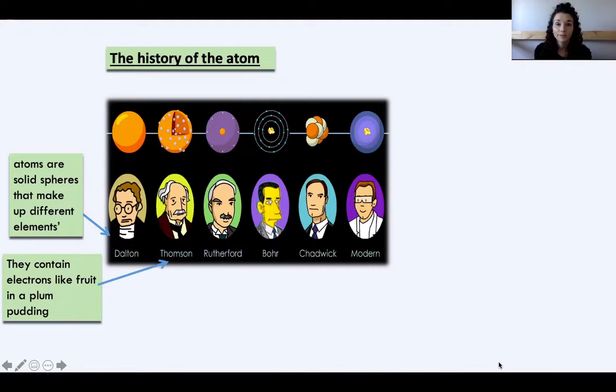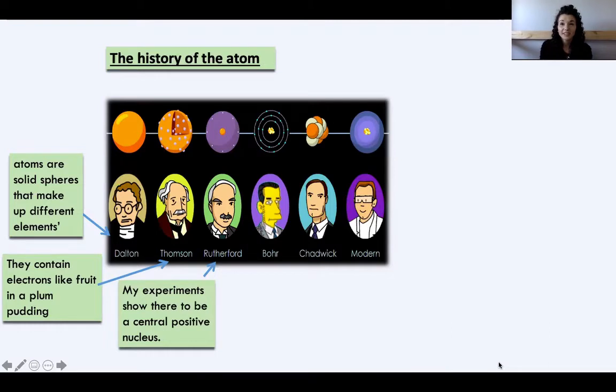Then Thomson started looking at the atom, and he thought that they contained electrons dotted in amongst the atom, like the fruit in a plum pudding. Now, plum pudding is a pudding from years ago, so we don't really have plum pudding anymore, but I like to think of it as the fruit in a Christmas cake. So the electrons were dotted around like the bits of fruit in a Christmas cake. That's what he thought. That's why it's called the plum pudding model.